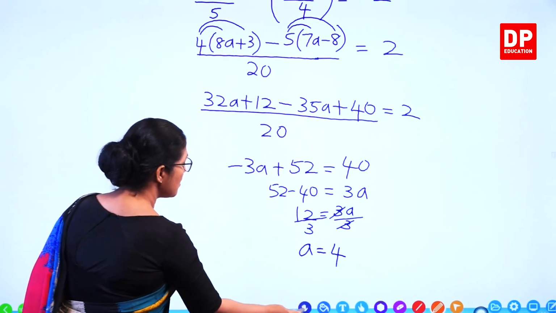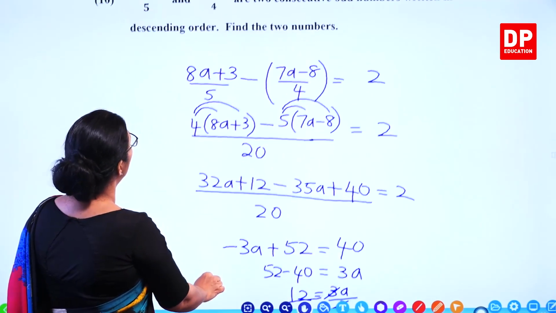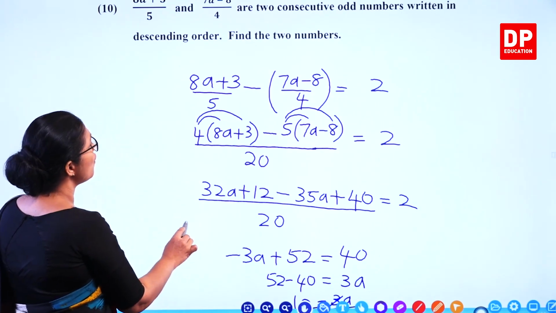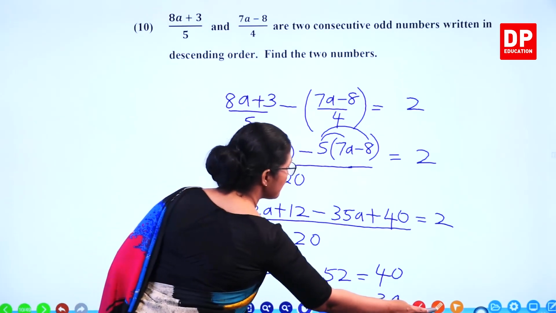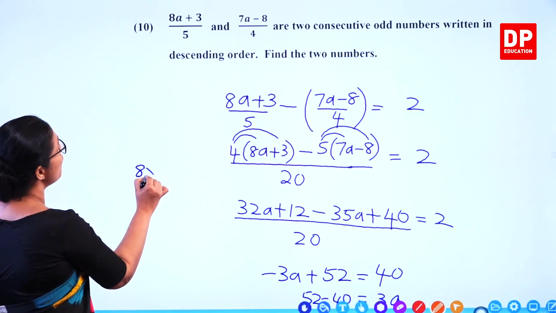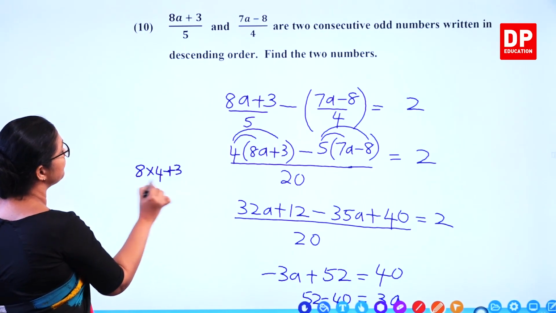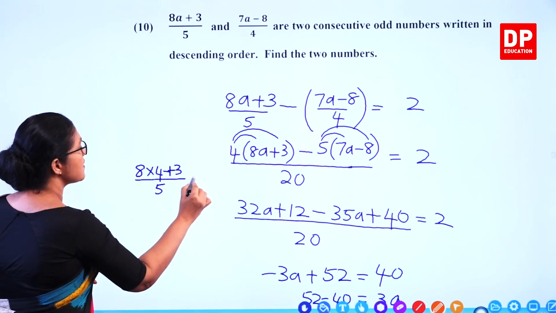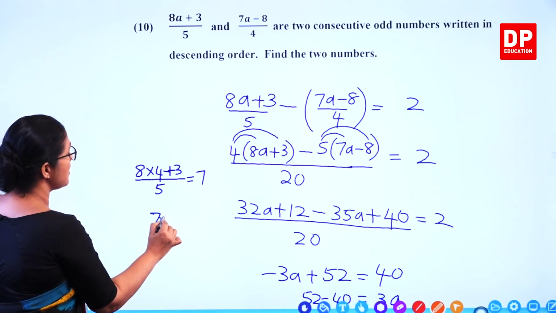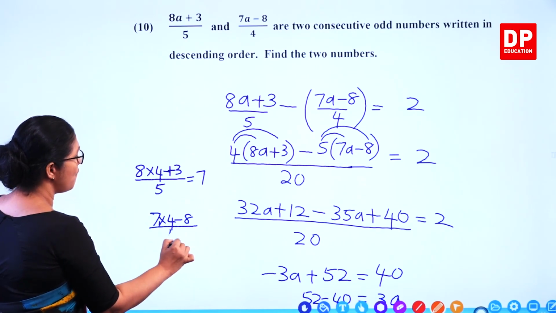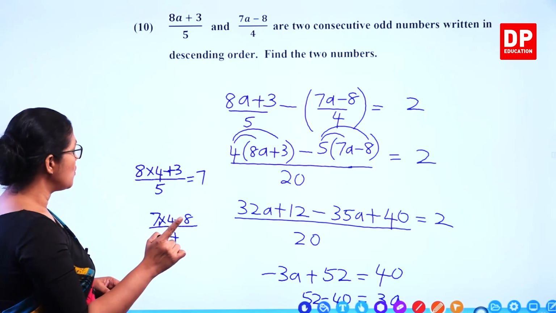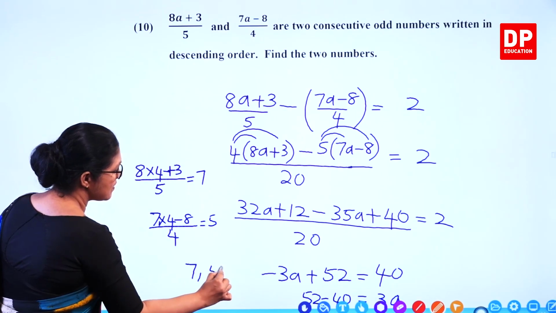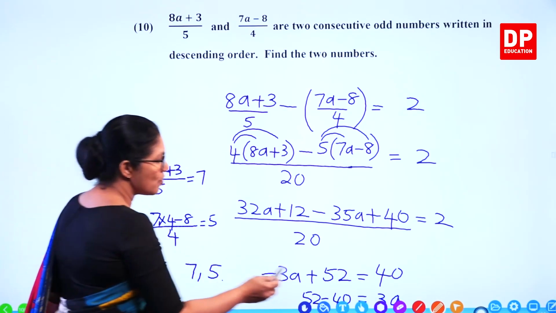Now what's the question? A is 4. Find the 2 numbers. Now substitute a equals 4 there. So what are the 2 numbers? 8 times 4 plus 3, divided by 5. 32 plus 3, 35 divided by 5, that's 7. 7 times 4 minus 8, divided by 4. 28 minus 8, 20. 20 divided by 4, that's 5. So the two numbers are 7 and 5. So you get 2 marks for that.